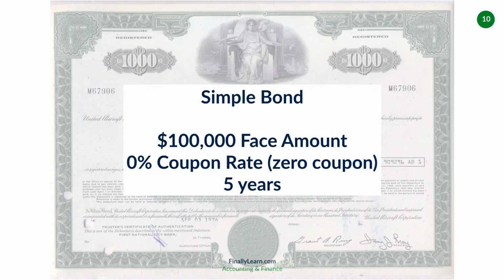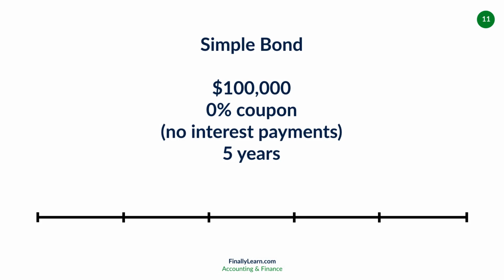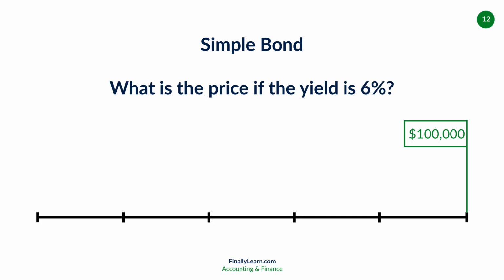So let's talk about a real simple bond. A real simple bond would be a bond that does not pay interest payments. So it's a $100,000 face amount bond. It has a 0 coupon rate, or a 0 coupon bond means it does not pay interest, no interest payments. So let's see how it works. Along the way, there are no interest payments, and at the very end, this bond pays $100,000. So this is a very simple calculation.